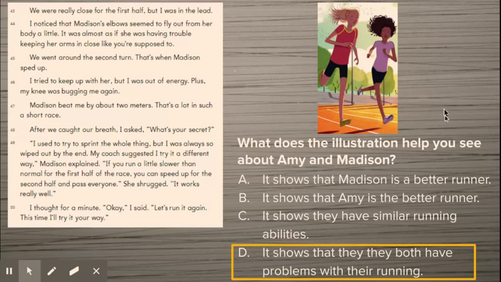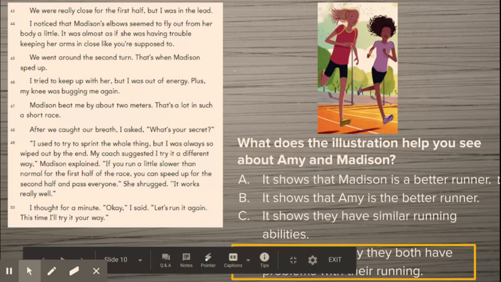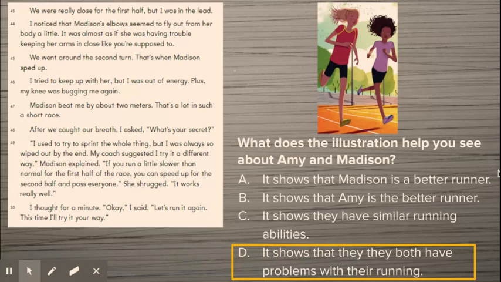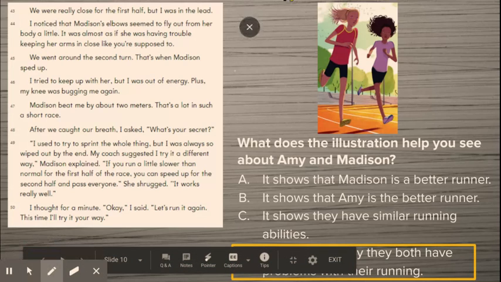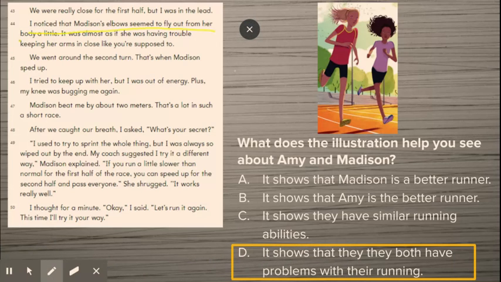As you can see, Madison and Amy are both running, and in the text we know that Amy was saying how Madison's elbows seem to fly out from her body a little, as though she's having trouble keeping her arms closed like you're supposed to. But then later we also see that Madison gives her a suggestion and says, if you slow down from normal for half of the race, you can speed up the second half and pass everyone. So they both have a little bit of their own problems while they're running.